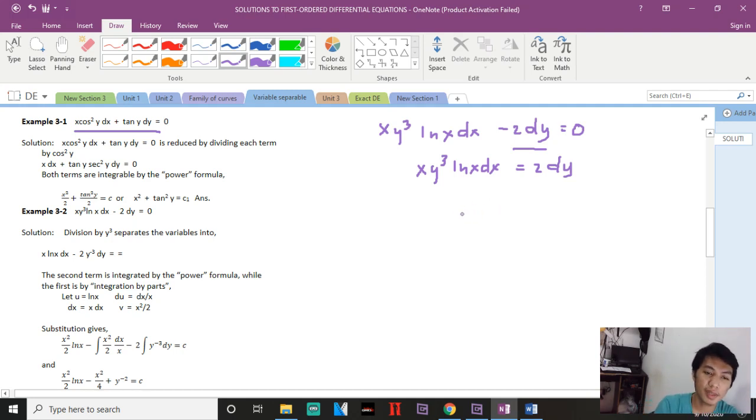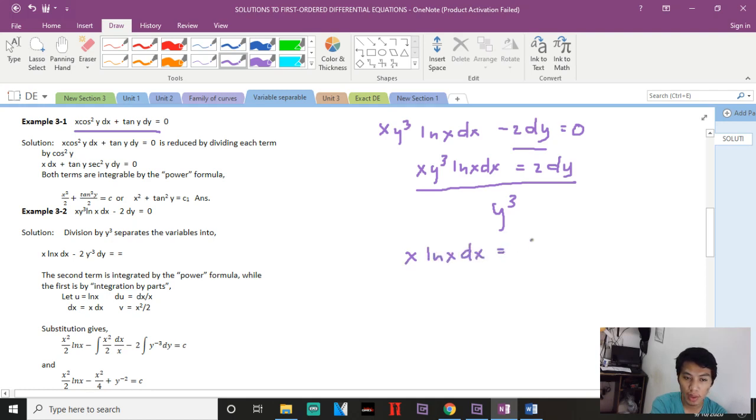You need to be good at the techniques in integration, okay? So you have to know the power rule, the logarithmic rules, the trigonometric functions, integration by parts, by substitution. So this one, I can divide by y cubed so that the y cubed is removed from the x side. This will be x ln of x dx equal to 2 dy over y cubed.